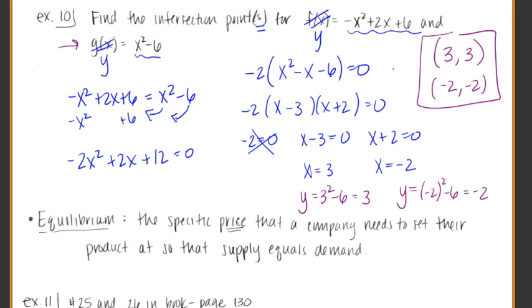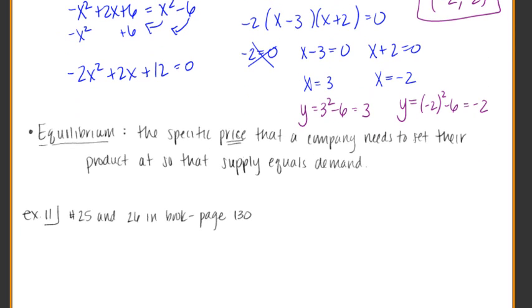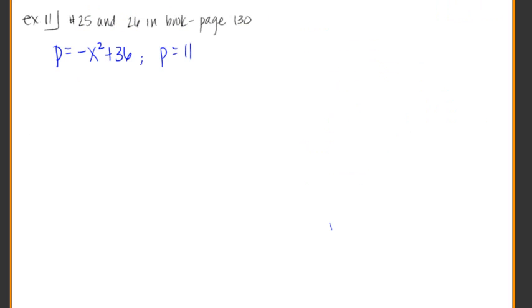Alright, so taking those concepts, let's go to example number 11, which is number 25, and let's look at number 26 in the book on page 130. Okay, what I'm really going to do is, since they're both kind of the same problem, why don't we just look at just number 25.